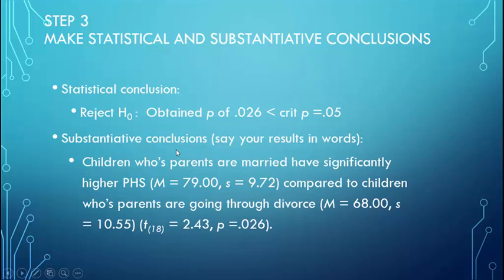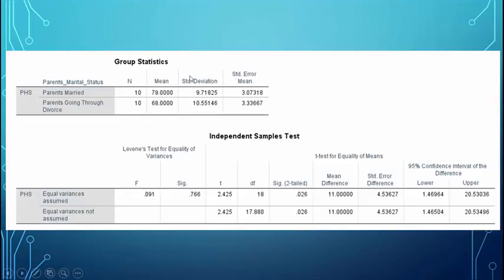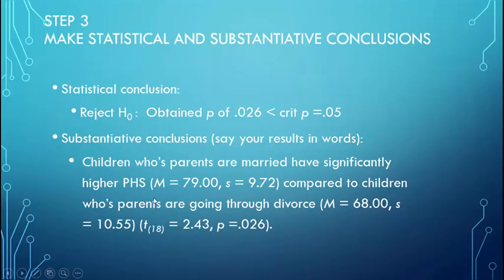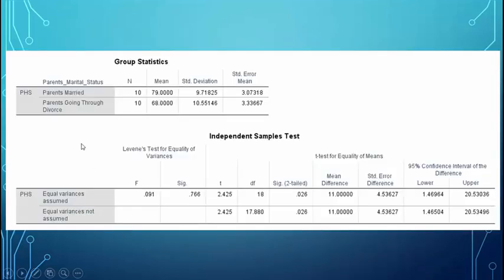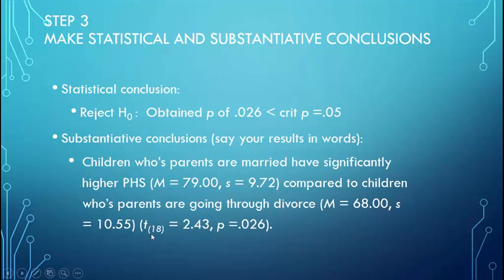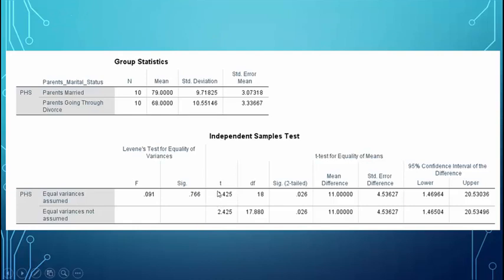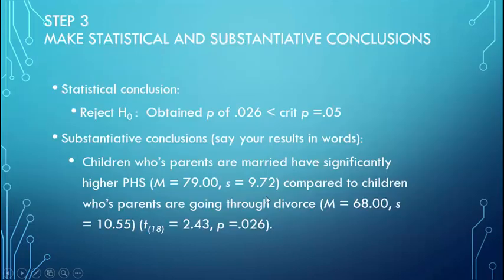Saying your results in words, children whose parents are married have statistically significantly higher physical health score with a mean of 79 and a standard deviation of 9.72, and that's coming right here from your descriptive statistics, compared to children whose parents are going through divorce. They had a mean of 68, standard deviation of 10.55. Again, that's coming from right here. And then your t with 18 degrees of freedom is 2.43, right here. p is equal to 0.026. So that would be the way you write up those results.